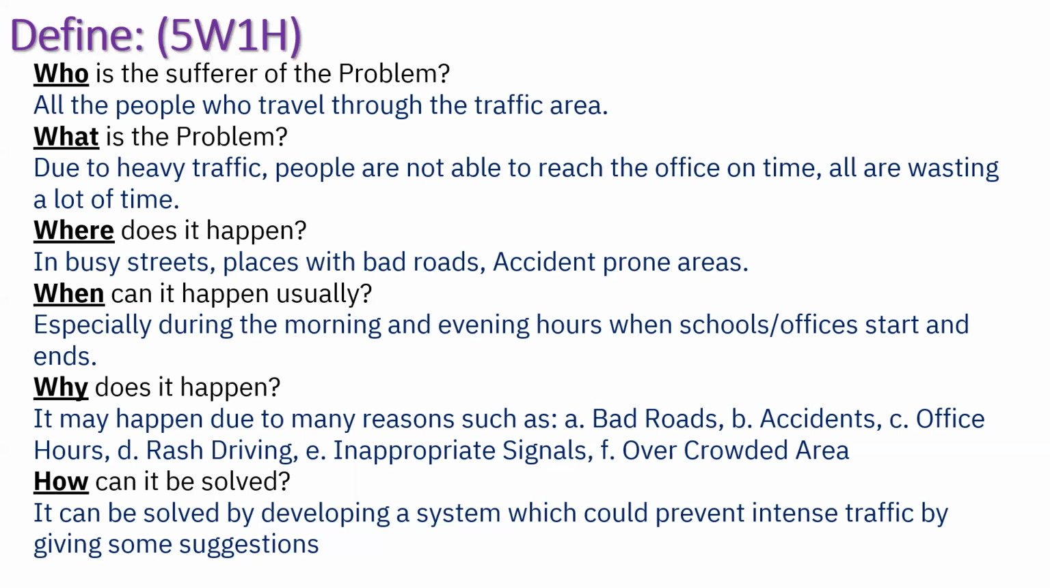Why does it happen? So you chalk out the reasons you have analyzed: the bad roads, accidents, office hours, rash driving. Sometimes signals go bad, so inappropriate signals. Because inappropriate signal is something for which a solution can definitely be found, because your signals are fixed. If there's a crossing and for every movement you have marked 30 seconds for all the ways to move, that should be changed. That is the most feasible solution.